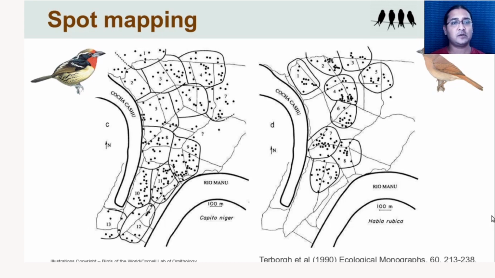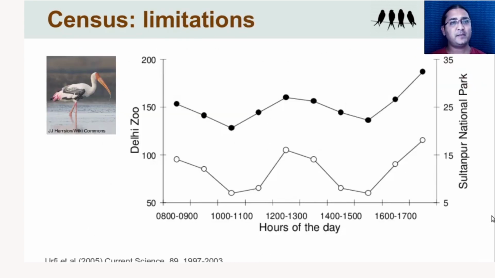So, these are examples of two species whose territories have been delineated using spot mapping. There are 12 territories of the first species in this area, and there are 9 territories of the second species in this area. But very often, the census-based techniques have limitations, and that's because all the birds in a location cannot necessarily be counted.